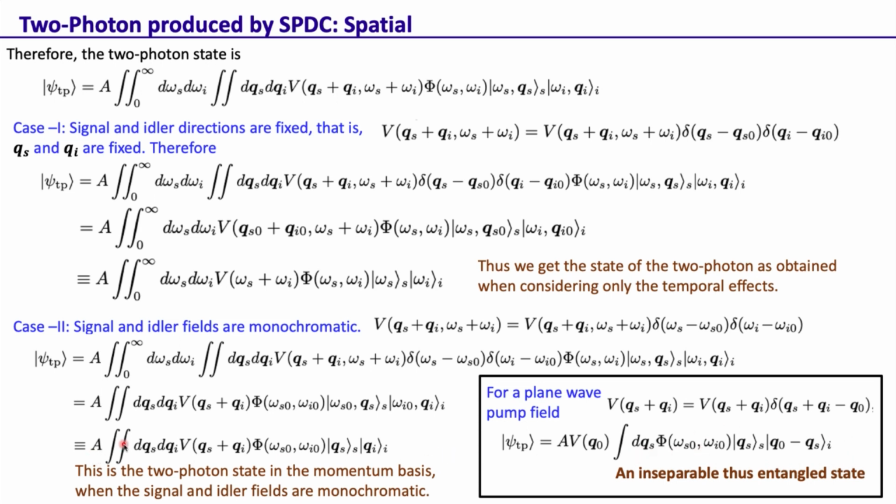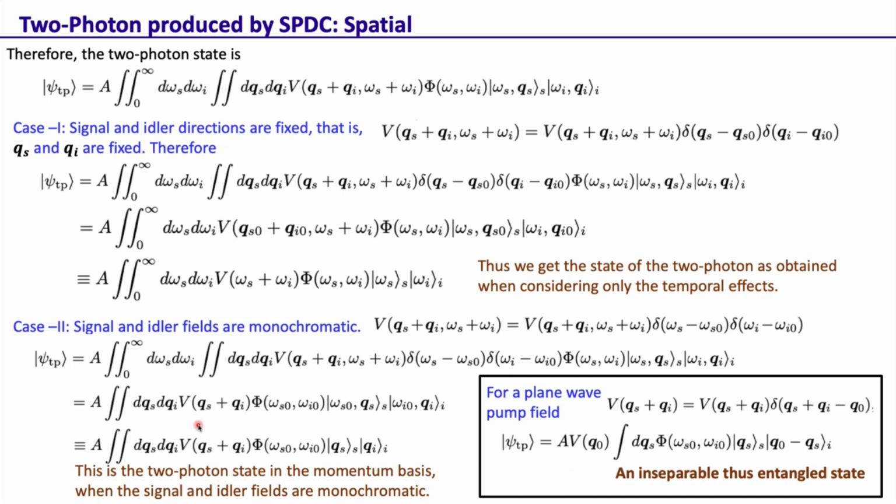When we have the two-dimensional integral, it's not easy to see, but when we write this as a one-dimensional integral, then it is very easy to see that this is an inseparable state. Of course, even when the pump is not a plane wave, we do have these fields being entangled, but that we will prove in detail later. But at this point, I just wanted to show that at least for the special case, it's easy to see that this is an inseparable state for signal and idler modes, and thus it is an entangled state.